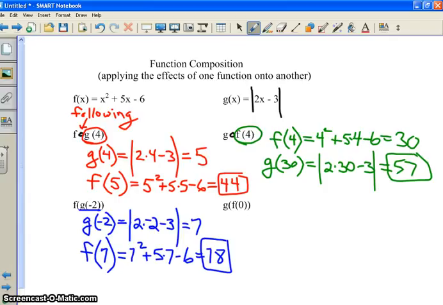Pause the video and see if you can evaluate g of f of 0. When you plugged 0 into f, hopefully you got negative 6 as the output. And when you input that into the g function, the absolute value of 2 times negative 6 minus 3 should equal positive 15.